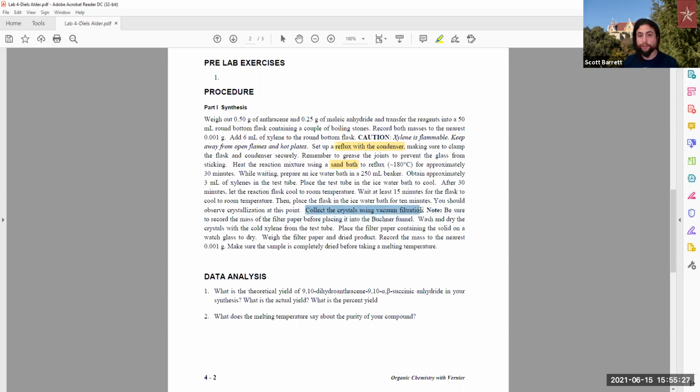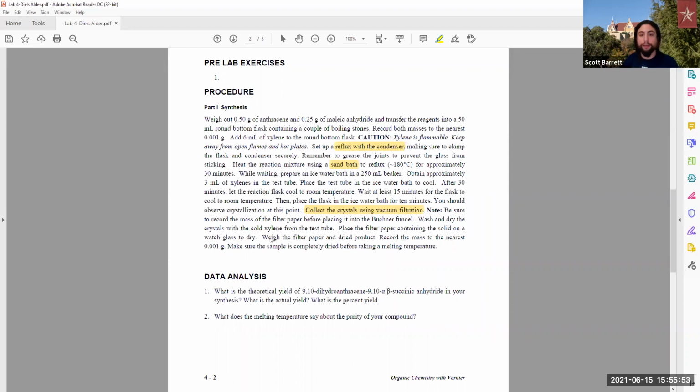You're going to collect the crystals using vacuum filtration. So of course, have your Buchner funnel listed in there, and all of the glassware that you need to know if you need to set up a vacuum filtration system. Then you'll put your filter paper on there. You would pour your solution over there, and then you would wash and dry the crystals with cold xylene. So that side test tube you have is used to wash it.